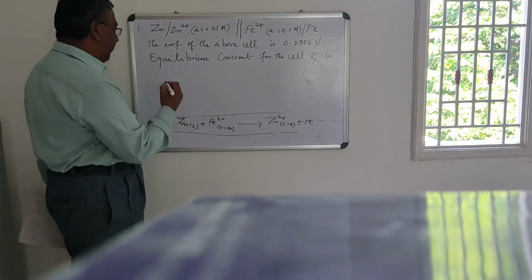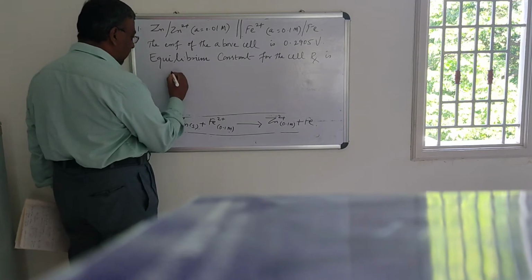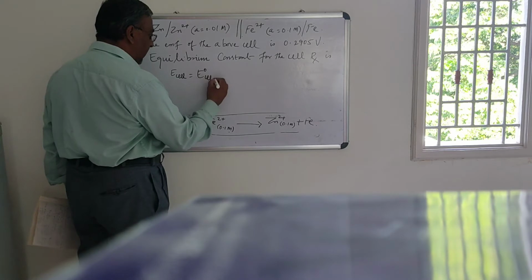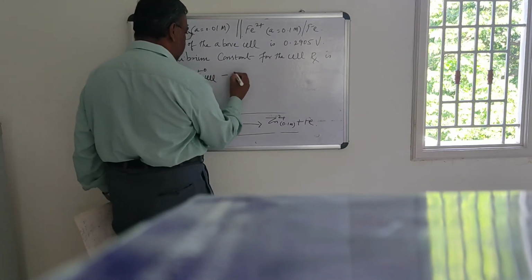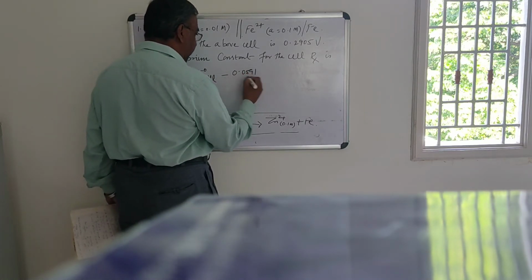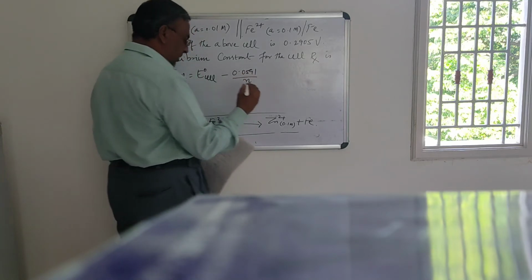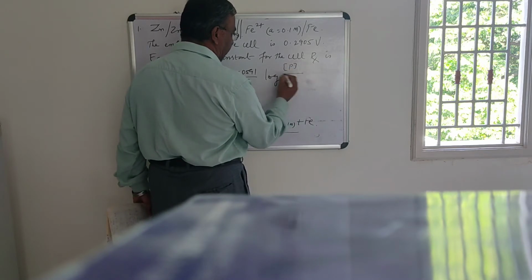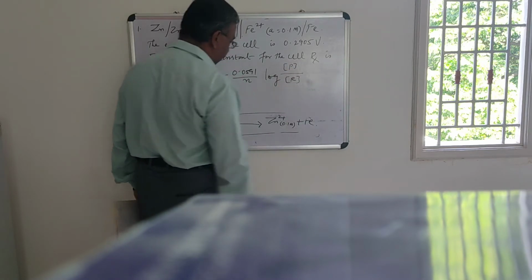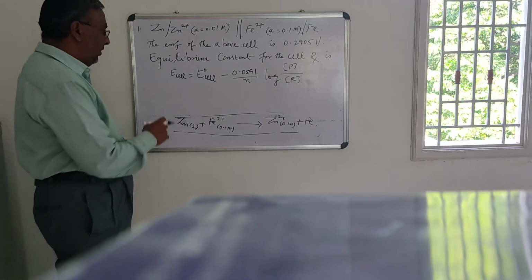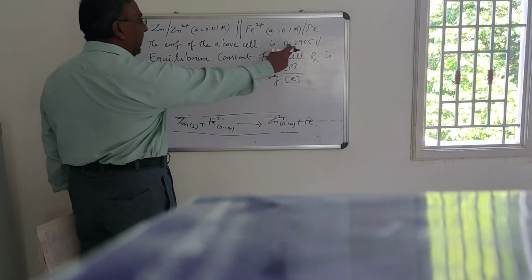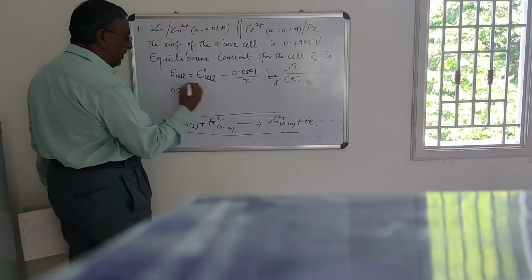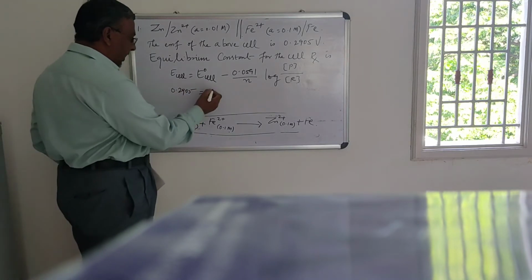When we write down the Nernst equation, we know already E cell equals E naught cell minus 0.0591 divided by n log of concentration of product divided by concentration of reactants. Now we have to substitute the value of E cell, which is given in the problem, 0.2905. E naught cell we have to find out.